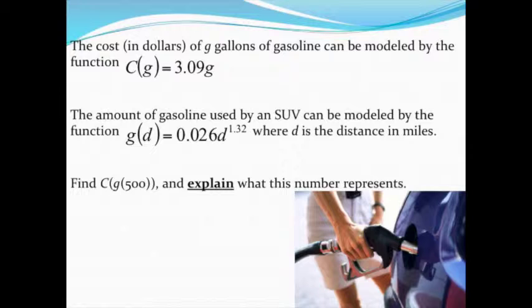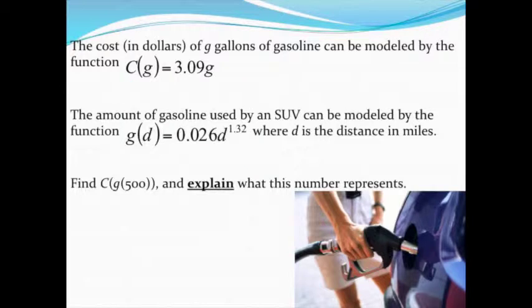Let's take a look how we can use function composition to represent a real life situation. So in this case, we're given two functions. One of them represents the cost of buying a certain number of gallons of gas. That's the C function since it starts with C. So G is representing how many gallons of gas I purchase.